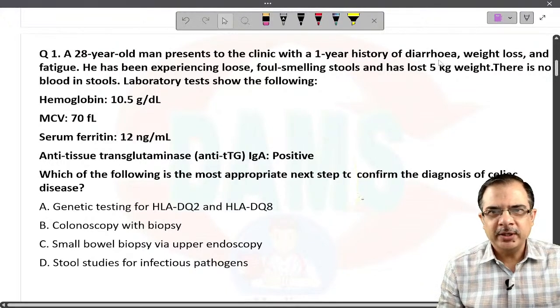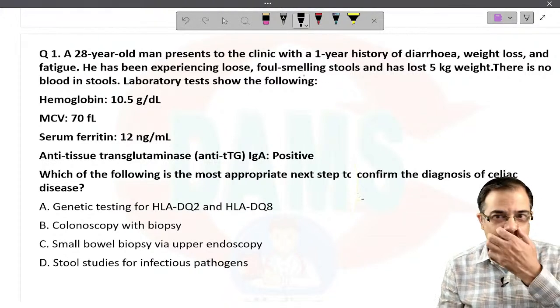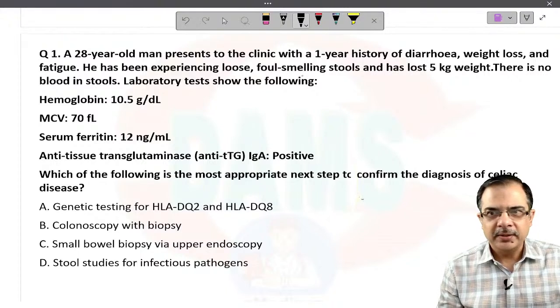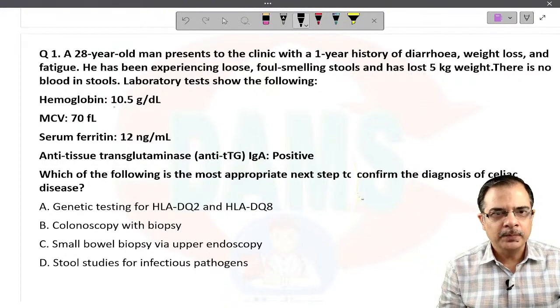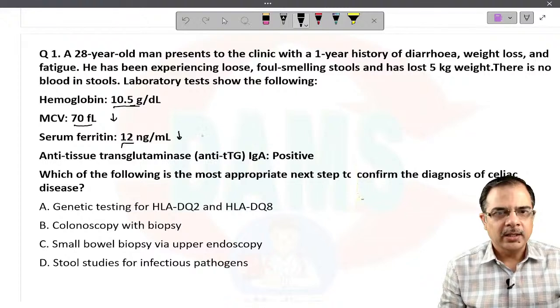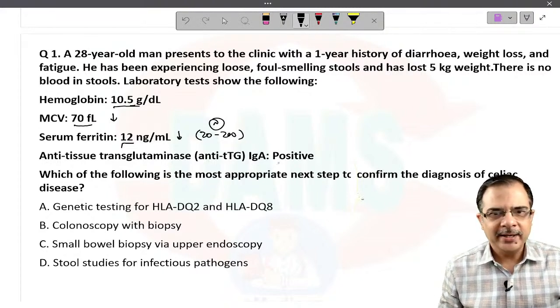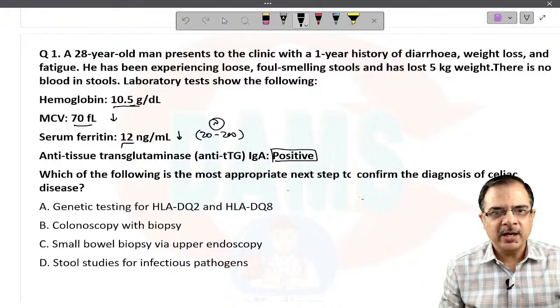Patient presents with diarrhea and weight loss. There is foul smelling stools and a loss of 5 kgs weight. There is no blood in the stools. These are the lab tests which show that hemoglobin is low. MCV is 70, which means it is low MCV; 80 to 100 is the normal value. Serum ferritin is also low; normal serum ferritin is 20 to 200. So iron deficiency is present here. Anti-TTG antibody is positive, IgA type.